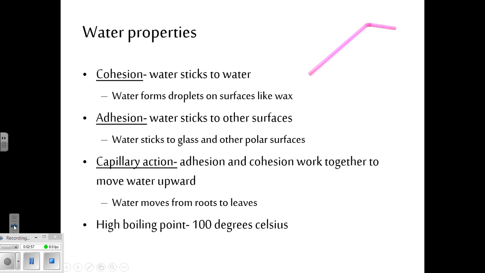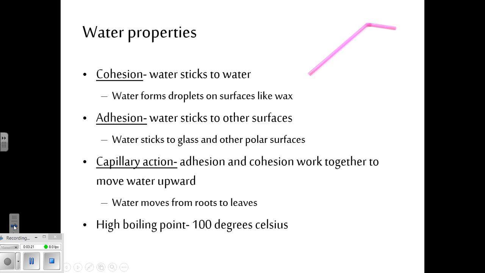One of them is called cohesion, and that's when water is going to stick to other droplets of water. So for example, if you wax your car and it rains, the water is going to bead up into little tiny droplets. And that's because the water would rather stick to other water than to the wax on your car. So it's going to form droplets. This is also why rain comes in the form of droplets. They're going to want to stick together.